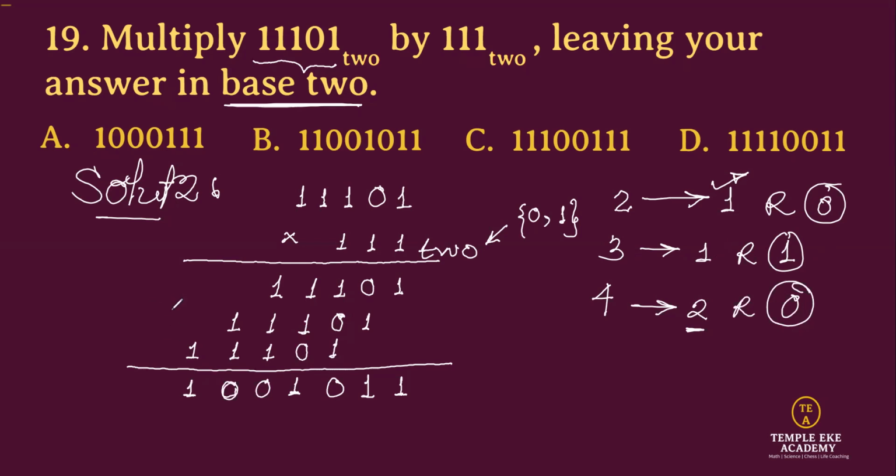And because there is no other digit for the addition, we simply append the 1. And now that will be our final answer in base 2. Very simple. And that is actually which option? Option B right there. Very simple.